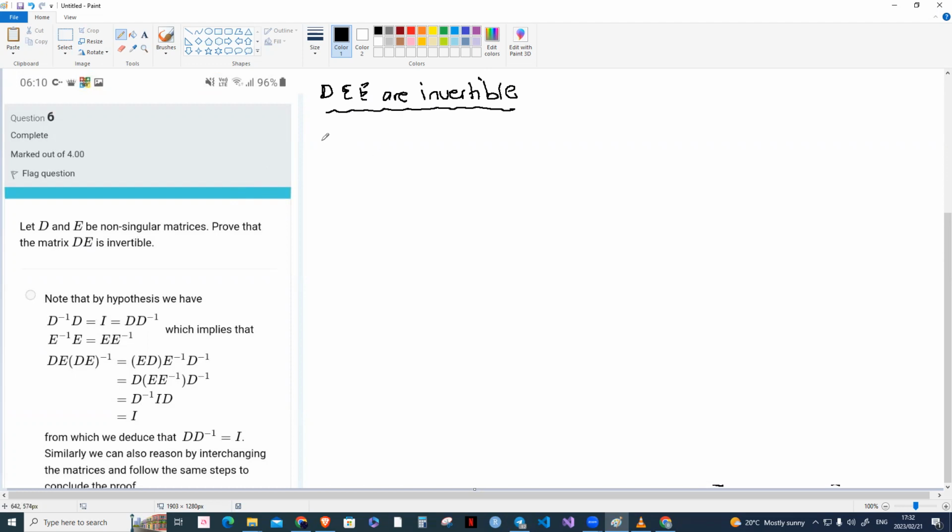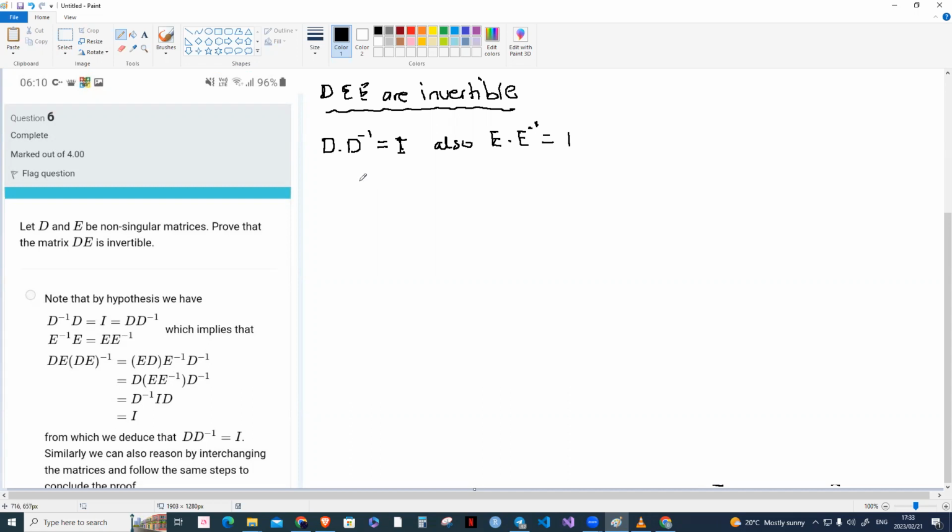It means that, for example, D is invertible. It means if I multiply D with its inverse, I'm going to get I. It means it has an inverse because it's invertible, right? Also E, because E is invertible, it means I can find an inverse of E, multiply, and I'm going to get I, right?